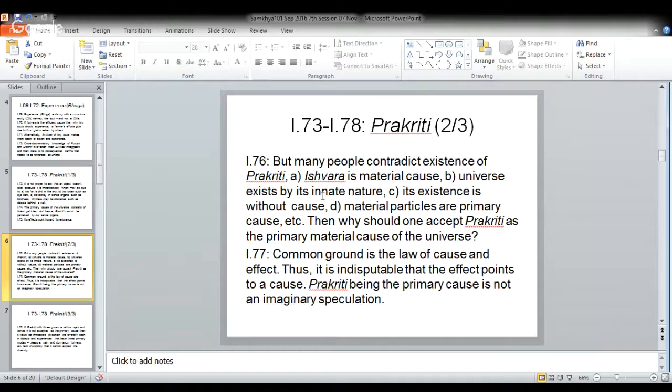That's the way it is. That's the way the sun is there, earth is there, rivers, mountains, plants come on, and this is what happens by its own nature. Its existence is without cause. It is causeless. The universe as it is just happens to be there. Or material particles are the primary cause, like the buddhi, ahankar, five subtle elements. Then why should one accept Prakriti as the primary material cause of the universe?